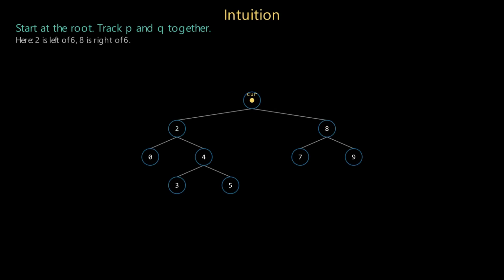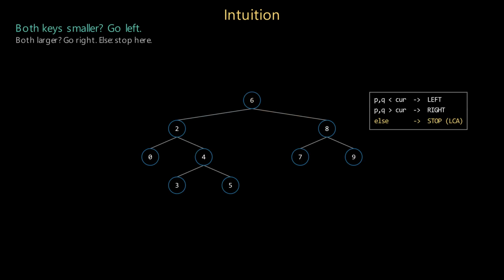Start your pointer at the root, 6. Both targets live in the tree, P is 2 and Q is 8. In a BST, smaller keys are in the left subtree and larger keys in the right, so from 6, 2 is to the left and 8 is to the right. The general rule: while both P and Q lie strictly on the same side of your current value, you descend into that subtree and you have not yet passed the fork that separates them.